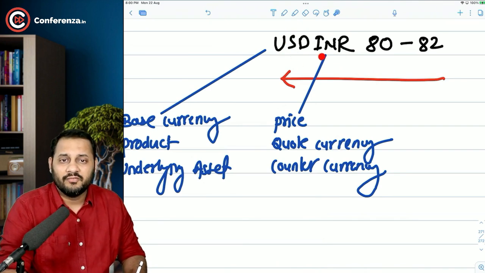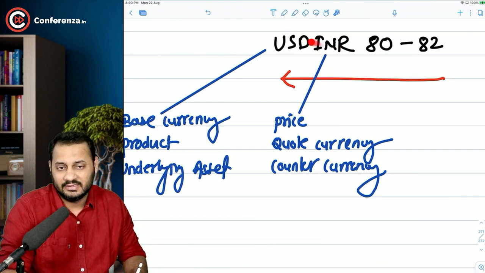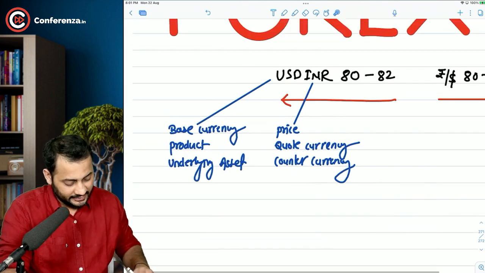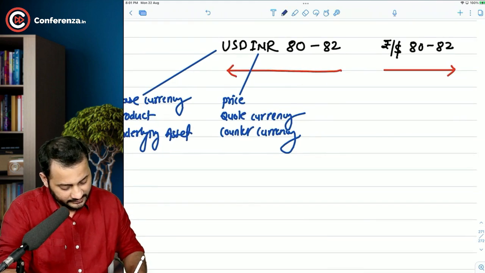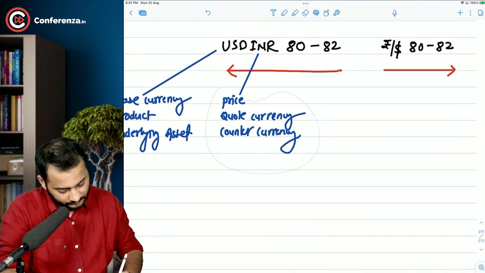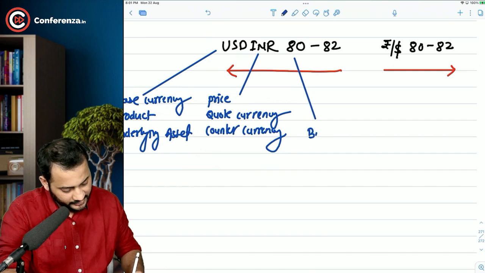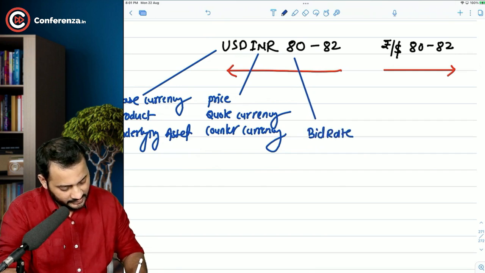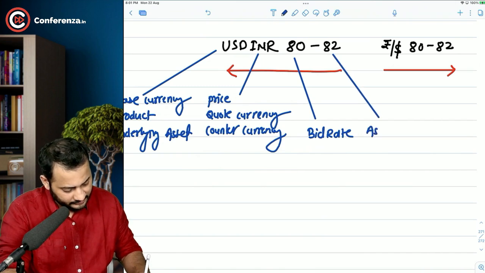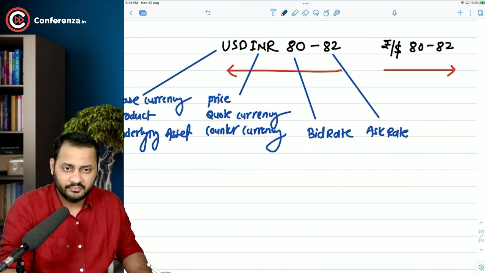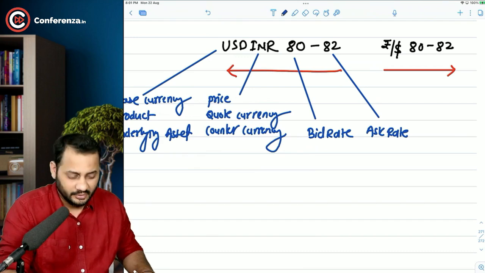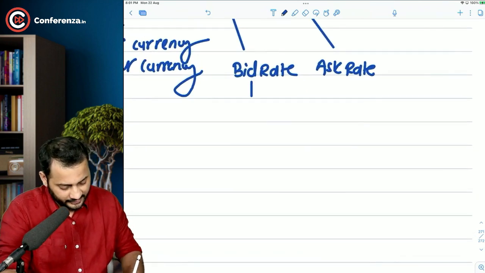Okay. So if you are in India, INR is going to be your home currency, and USD is your foreign currency. And what is this 80 and 82? I will just explain that. This is called the bid rate, and this one is called the ask rate. I hope I explained it once in the interest rate risk management chapter. Let me just explain. Bid rate.